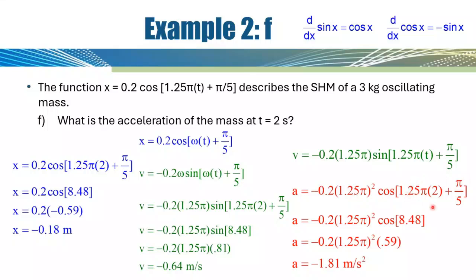So again, plugging in my 2 seconds here and doing this inside term is 8.48. Taking the cosine of that is 0.59. Multiplied by everything else in the equation, I get an acceleration of negative 1.81 meters per second squared.